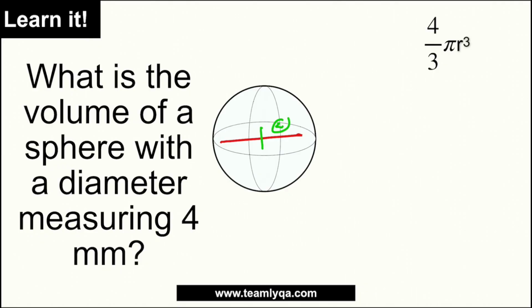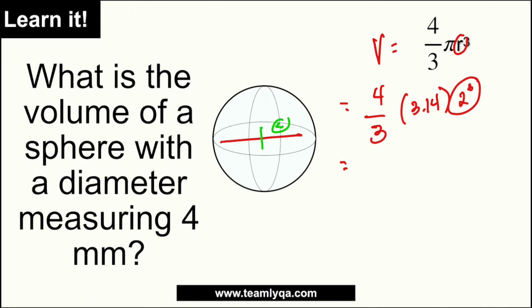Kaya lang, ang volume na formula looks like that. So, ilalagay lang natin yung 2 in place of the r. Okay? So, you have, kakopy lang natin, 4 over 3 pi, which is 3.14. And then, yung r, which is 2. Tapos, i-cube mo siya. So, again, unahin natin itong part na to. So, 2 times 2. That's basically 2 times 2 times 2. So, 4 times 2, which is 8.